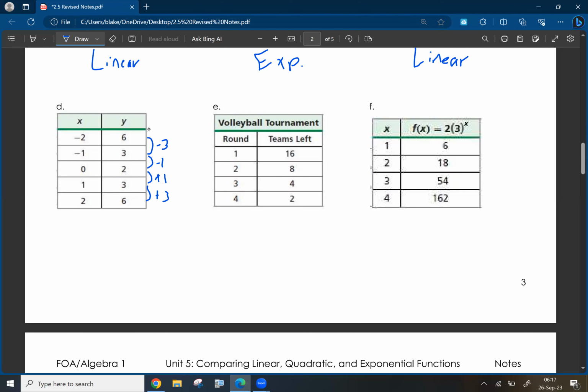So it's not linear because these are not matching. But let's take the difference of these differences. So -3 to -1, that's an increase of 2. -1 to +1 is an increase of 2. 1 to 3 is an increase of 2. So with a common set of second differences, this one is quadratic.